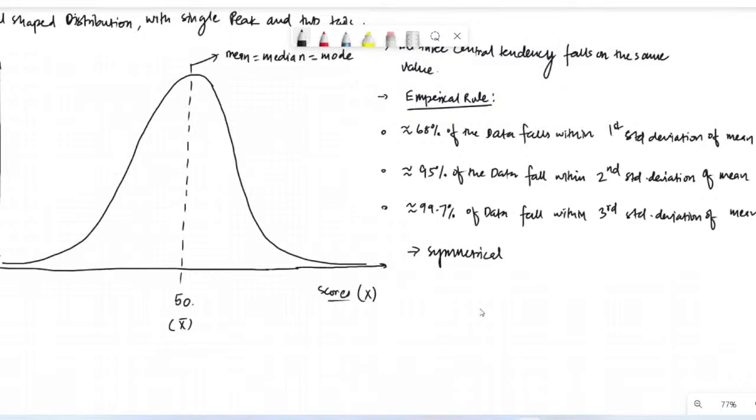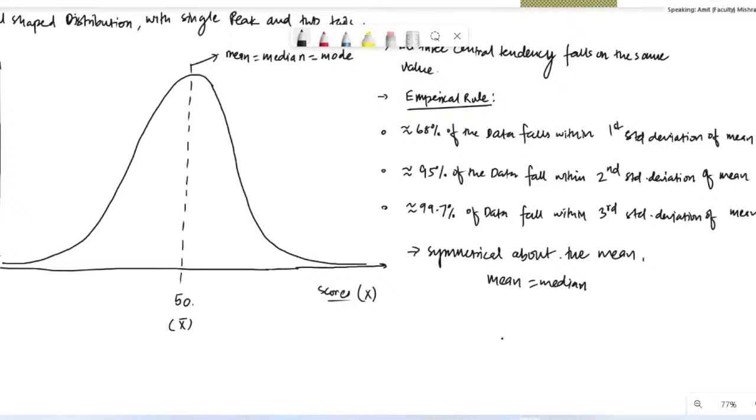Symmetrical around the mean, and you can call it here that mean will be equal to median, as you know that all three will fall on the same line. Symmetrical about the mean, in fact, a better word. Okay, so these are the properties.